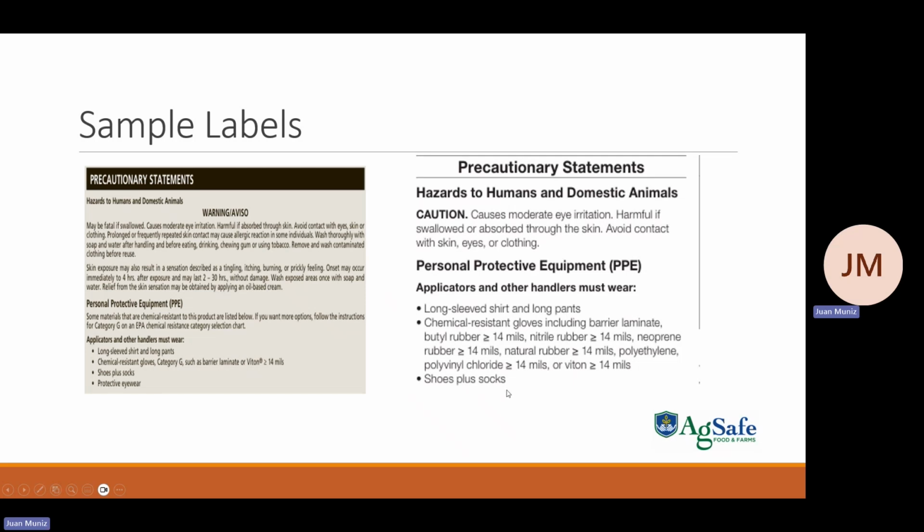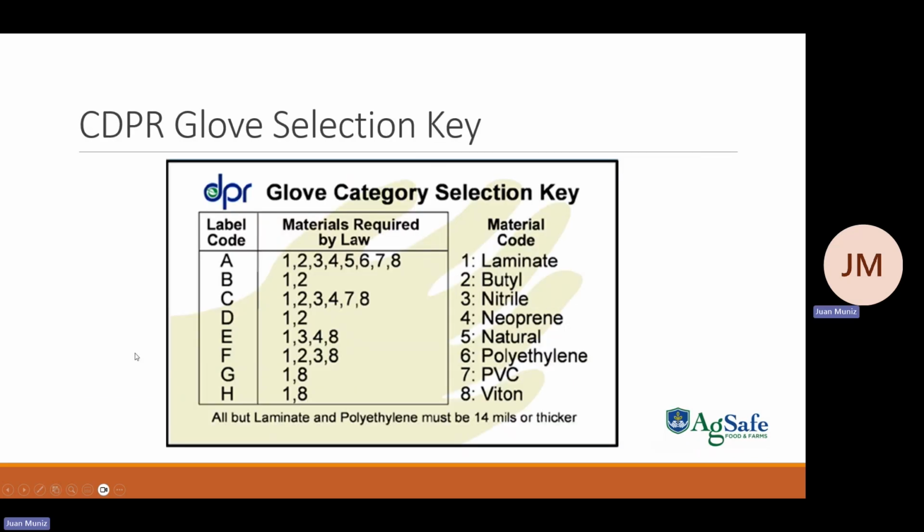So as you can see, this one only labeled a bunch of different types of rubbers, all of them specifying the thickness must be greater or equal to 14 mils. And in that case, if you have those gloves available, then you can just select those and you would be in compliance. If you didn't have those and you wanted to look up category G, you can go to the EPA website, or you can look here in this slide under the California Department of Pesticide Regulation. They have a glove selection key.